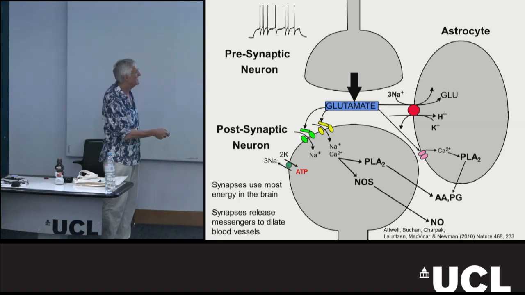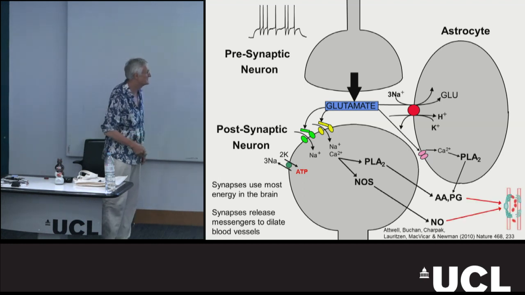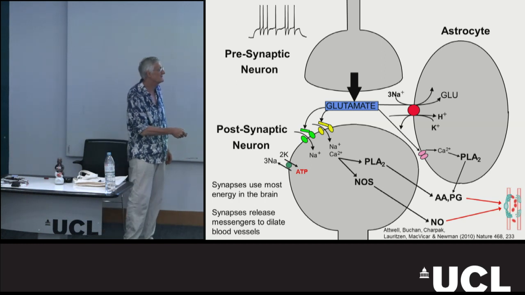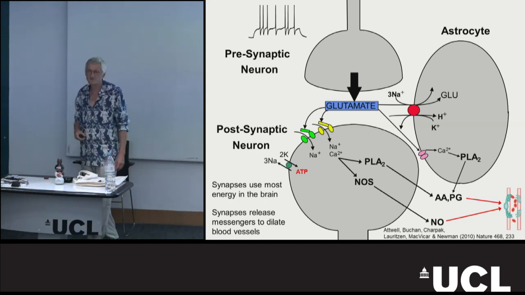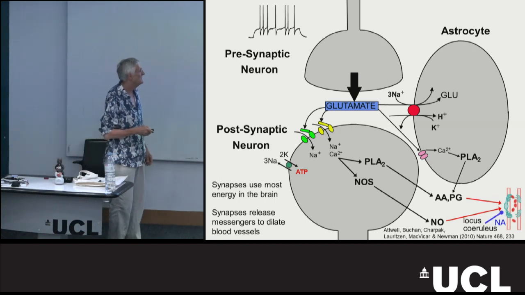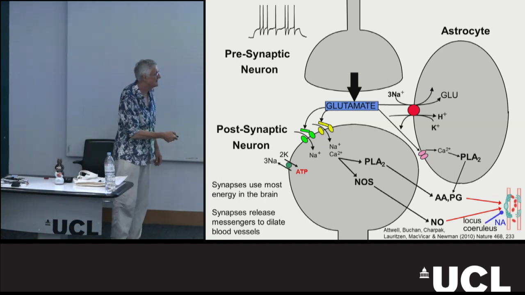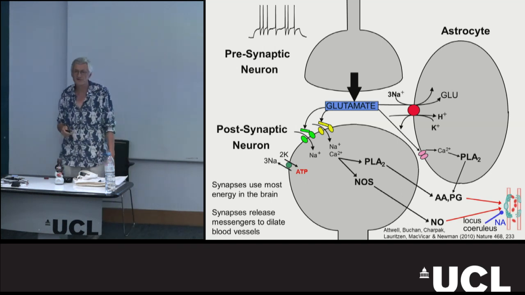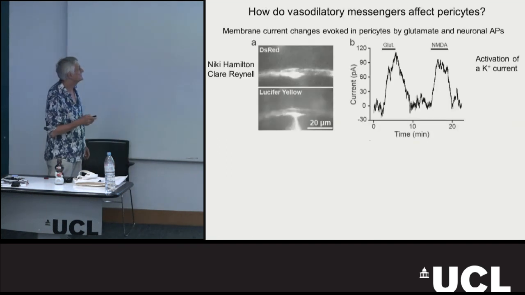Phospholipases make arachidonic acid, which is converted into prostaglandins. Nitric oxide synthase makes nitric oxide. And these can act on pericytes or indeed on vascular smooth muscle to relax the myofilaments and generate a dilation. And this is done in the context of a background constriction produced by noradrenaline. So how does this work at the capillary level?